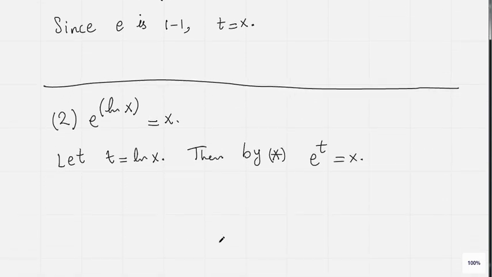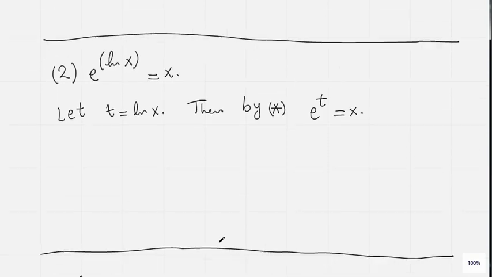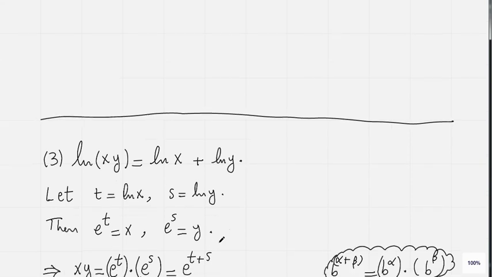Now we show that e to the ln x is equal to x. Let's put t equal to ln x. Then again by star, e to the t is equal to x, but this already proves what we want to prove, because t is ln x, and we already have that e to the ln x is equal to x. So far it's pretty easy.